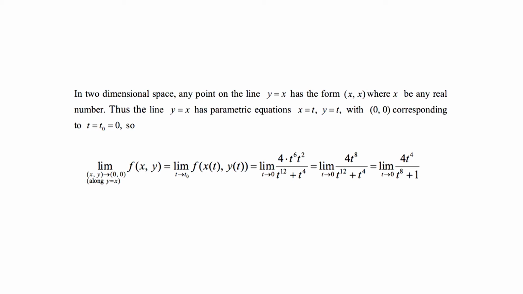So, the limit as (x, y) approaches (0, 0) along the y-axis of f(x, y) is equal to the limit as t approaches t₀ of f(x(t), y(t)), which is equal to the limit as t approaches 0 of 4·0⁶·t² divided by 0¹² plus t⁴, which is equal to the limit as t tends to 0 of 0 by t⁴, which is equal to the limit as t approaches 0 of 0, which is equal to 0.